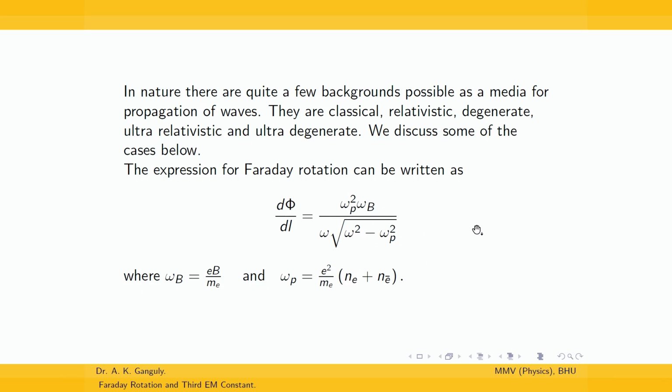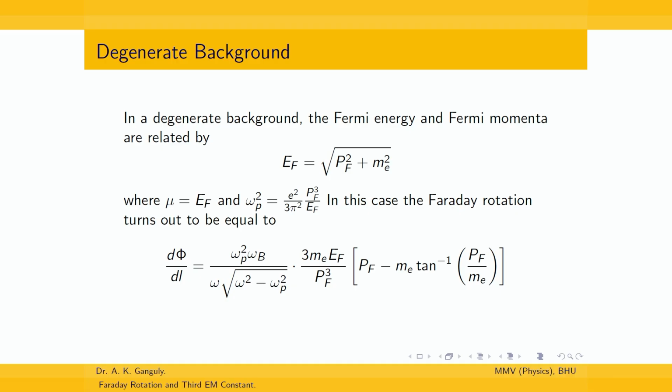And that situation for Faraday rotation per unit length. The next possible interesting situation is that of a degenerate background. Degenerate means the temperature can be neglected, the energy of the fermions E f is basically equated with the chemical potential and is related to the Fermi momentum and the mass of the electron by the first relation.